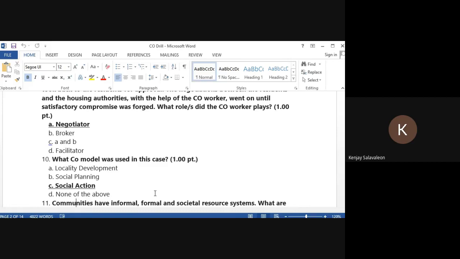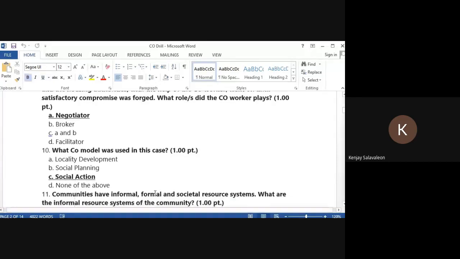Locality development naman is more on with the process of they highlight people's participation. They organize themselves because they perceive there is a need for an organization for a problem to be addressed. Tapos they plan together, they implement it with the guide of the worker. Yun yung nature ng locality or community development. So, ang model na ginamit ni worker was social action.